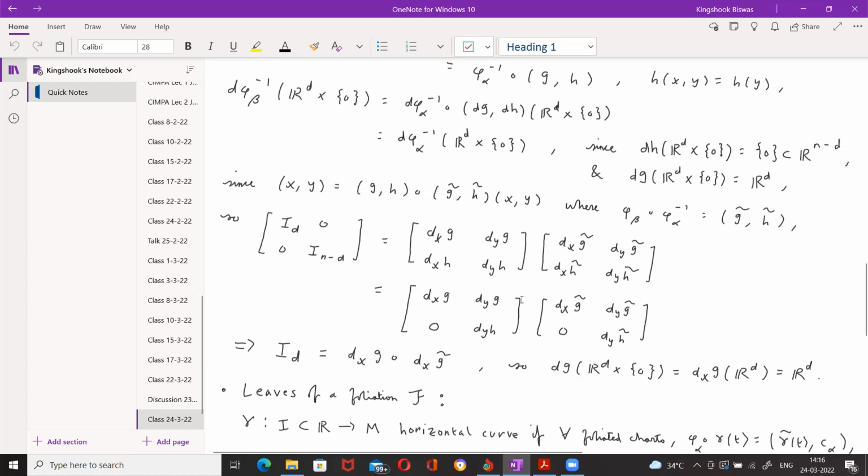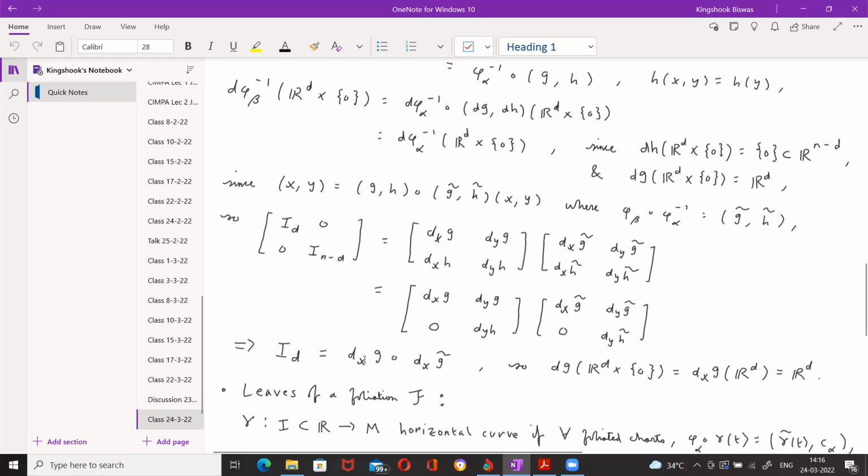So now when I multiply out, what will I get? If I look at the top left-hand block, then I'll find that dxG times dxG tilde is equal to identity D, right? It's just a 2 by 2 matrix multiplication. So what does that mean? That means that dxG is invertible.